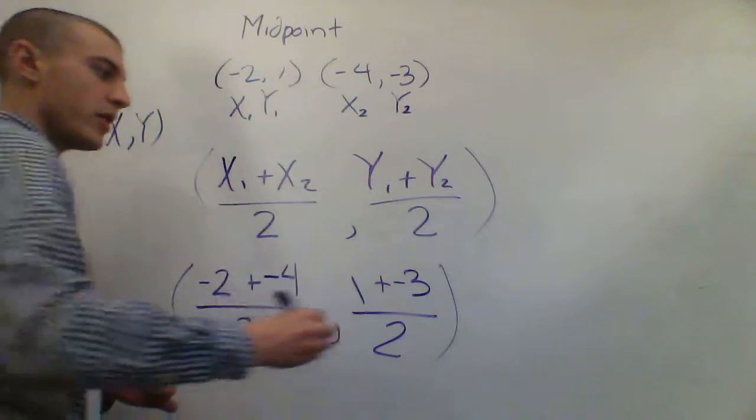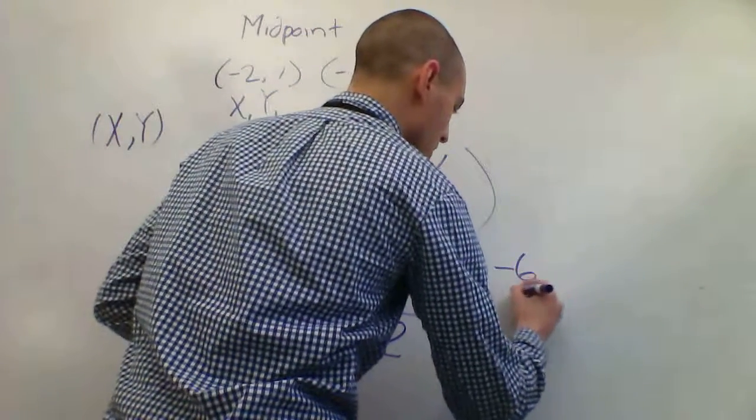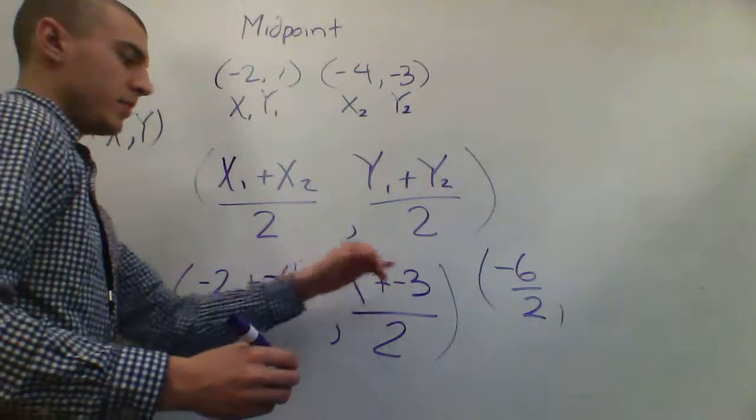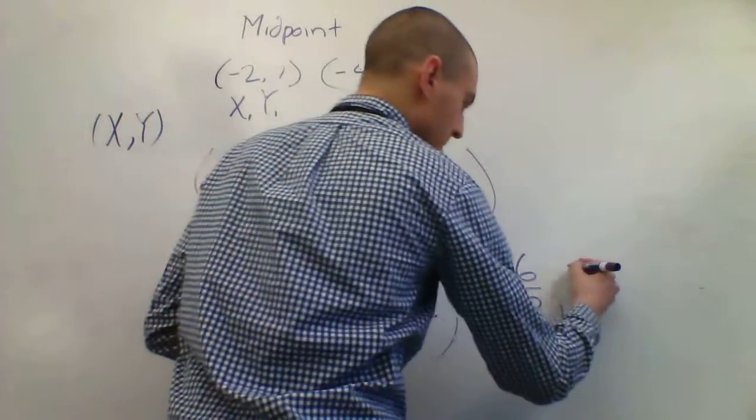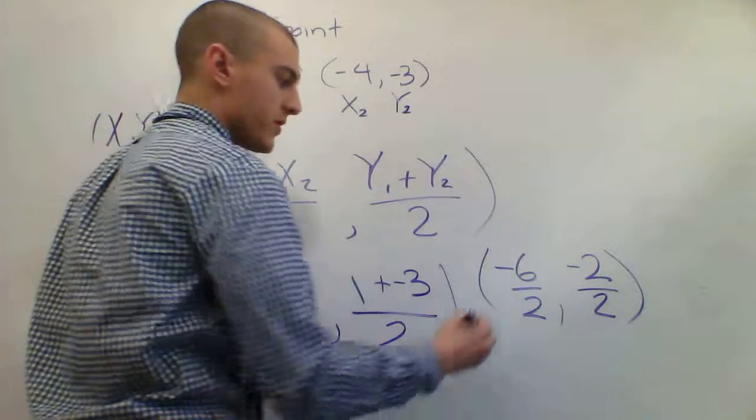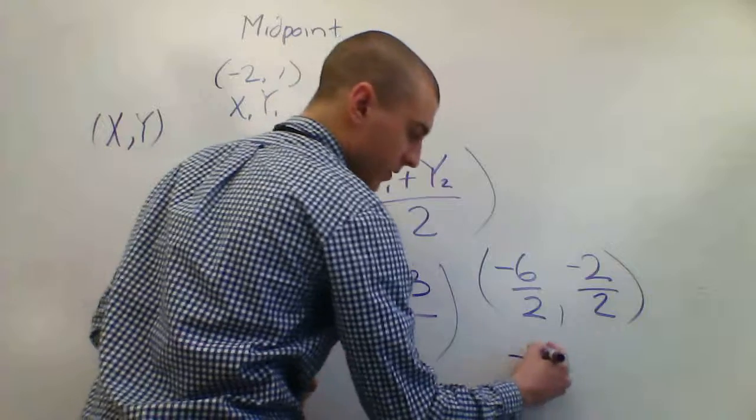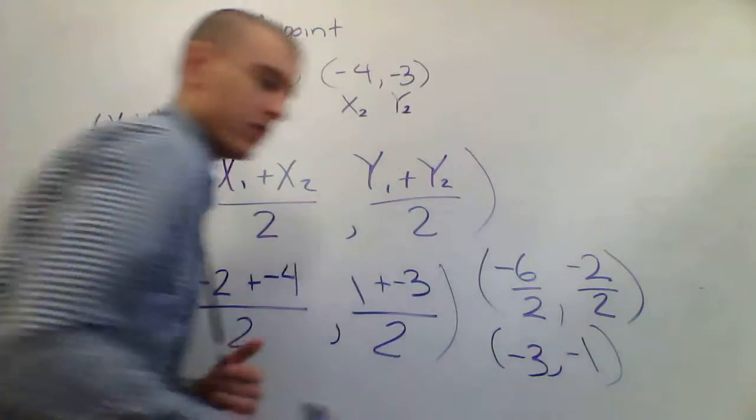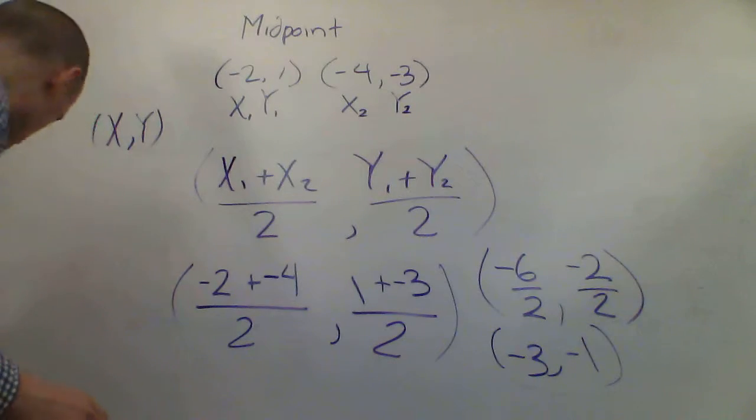-2 plus -4 is going to be -6 over 2. All right, 1 plus -3 is going to be -2 over 2. And you finish with your division. -6 divided by 2 is -3. -2 divided by 2 is -1. There's your final point.